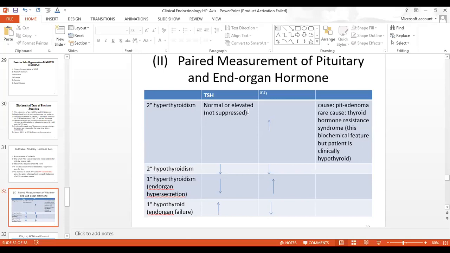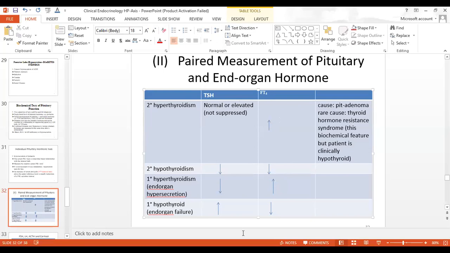So in this case, usually it's elevated. You see that the TSH levels are elevated, the T4 levels are elevated, but the TSH levels too can be a bit normal, okay? But if you forget that it's normal, remember that it's going to be elevated, and T4 is also going to be elevated. Good. Let's go to the hypothyroidism.